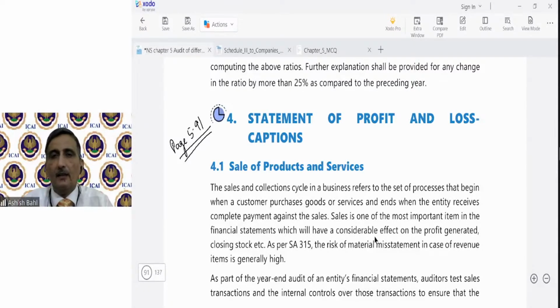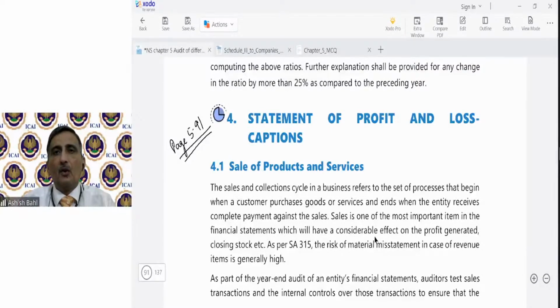So, today, students, we shall be doing profit and loss items. So, how does an auditor verify different profit and loss items which are reflected in statement of profit and loss of a company?